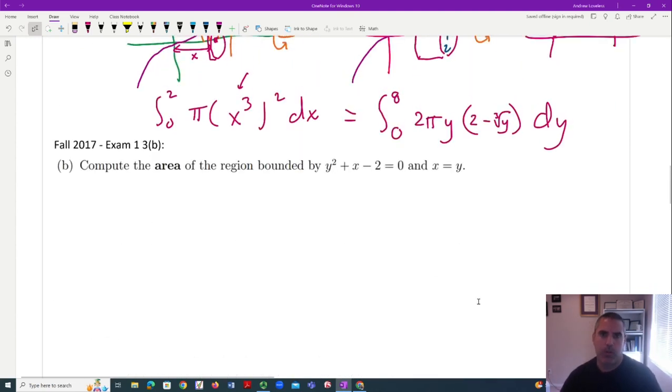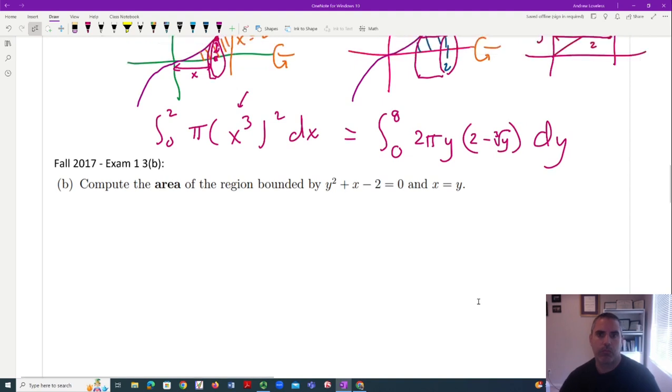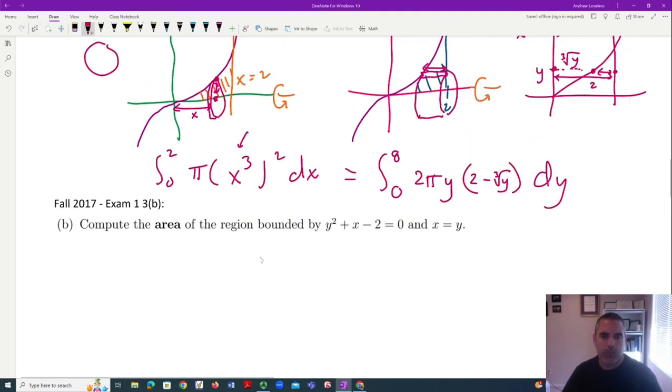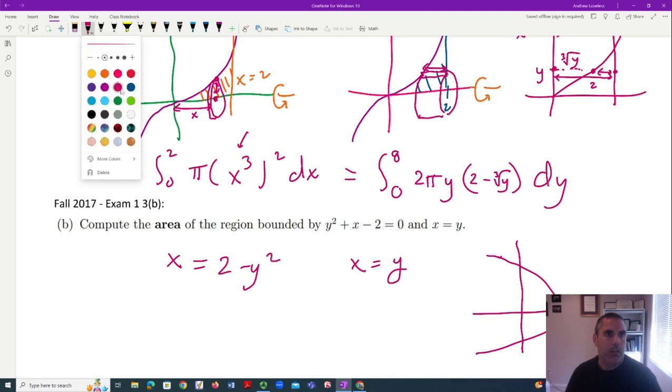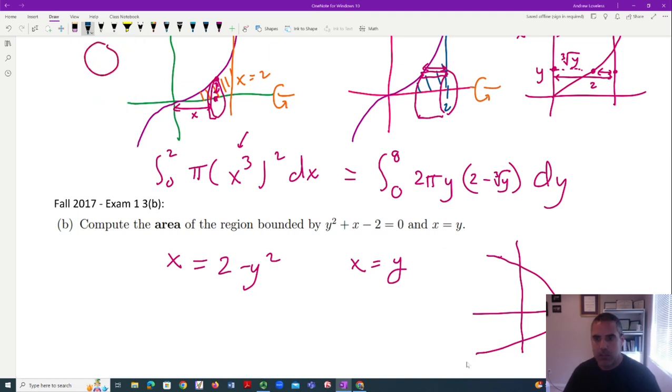Here's another one. Let's do one more. So that's what's coming. We'll finish with this one. So we'll do x equals 2 minus y squared. X equals y. This is like a sad parabola in terms of y. And then we have the line y equals x. There we go. And let's say we're talking about this area.